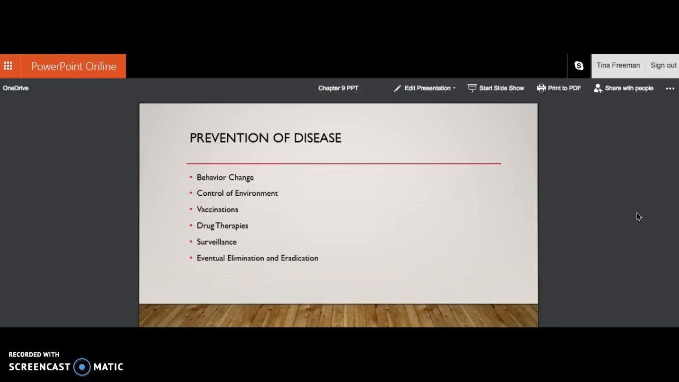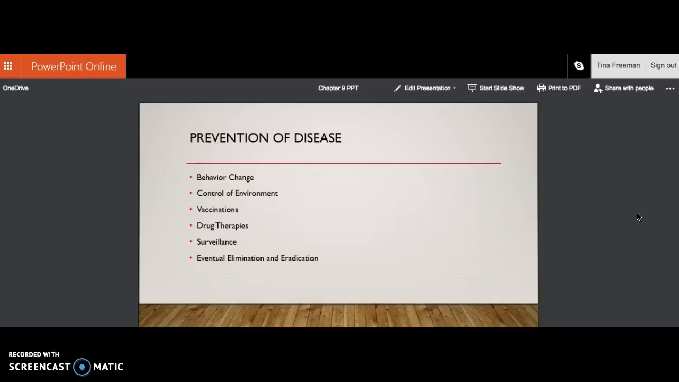Behavior change. It has to be at the top of the list because so many of these infectious diseases, if not all of them, could be prevented by behavior change, especially within a developed country such as the United States. I don't want to say that we could prevent all colds and flu, but certainly by utilizing primary prevention methods, we could probably decrease the incidence of it.